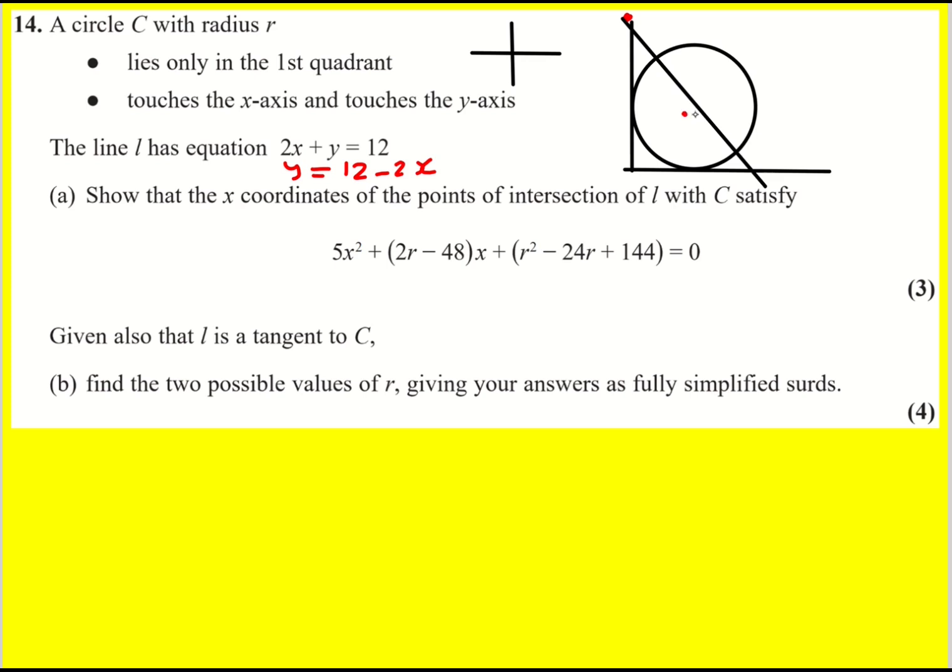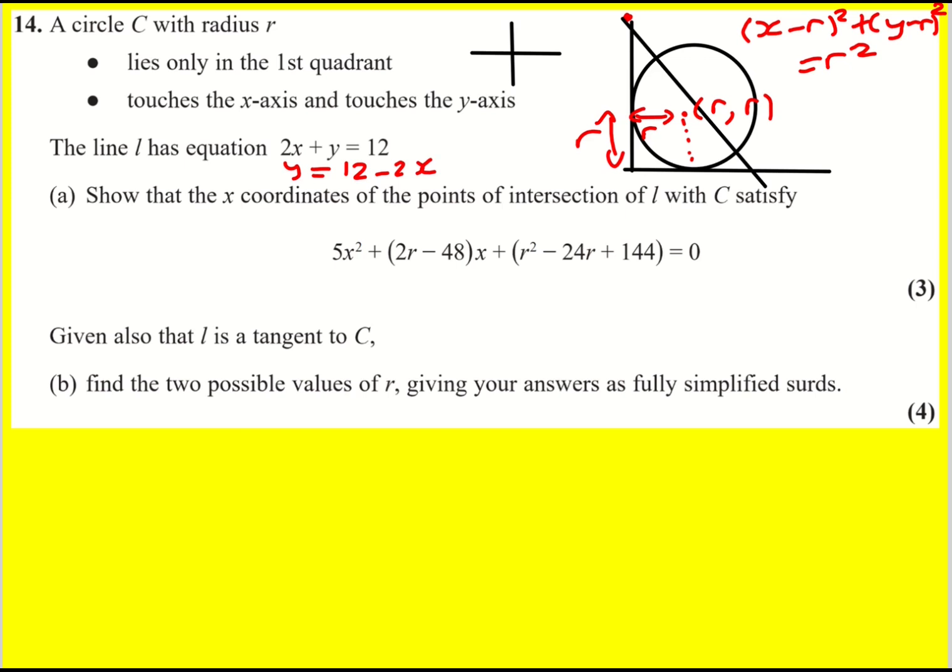So first up, the equation of the circle. Now the center, well, because the radius is r, this length is r, and also this length is r, that means the center is going to be (r, r), which means the equation is (x minus r) squared plus (y minus r) squared equals r squared. Quite a unique circle here, but that's what it will be.